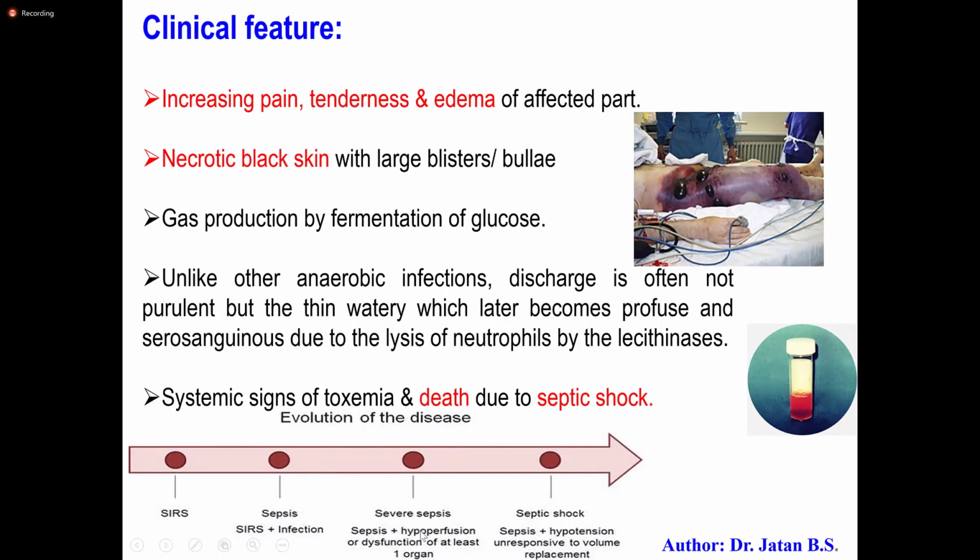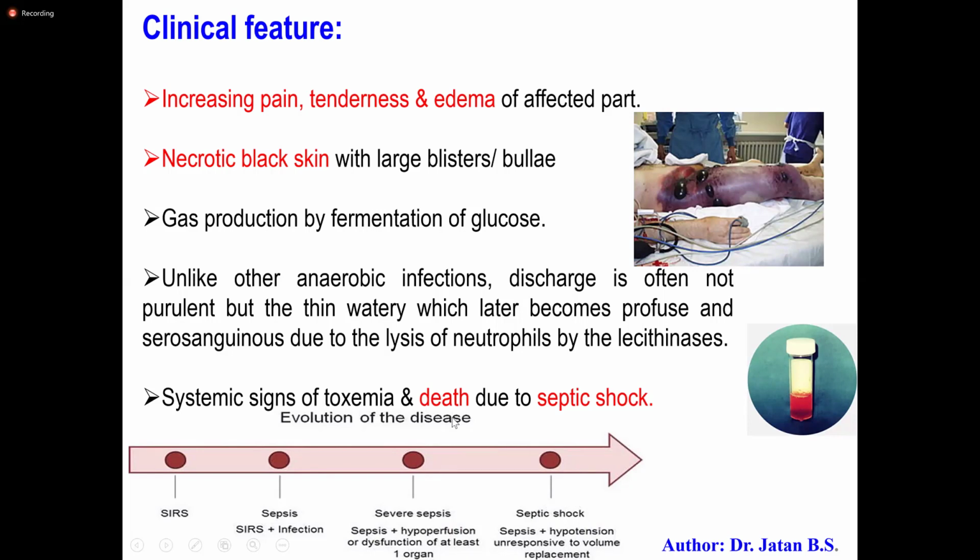Okay. So that is what you call severe sepsis, at least one organ. This severe sepsis, if it becomes worse, can go into septic shock. So septic shock means there is severe sepsis along with hypotension. And even if you provide lots of fluid to the patient, the patient is not going to respond or improve. Unresponsive to volume replacement. Okay, that is called septic shock.